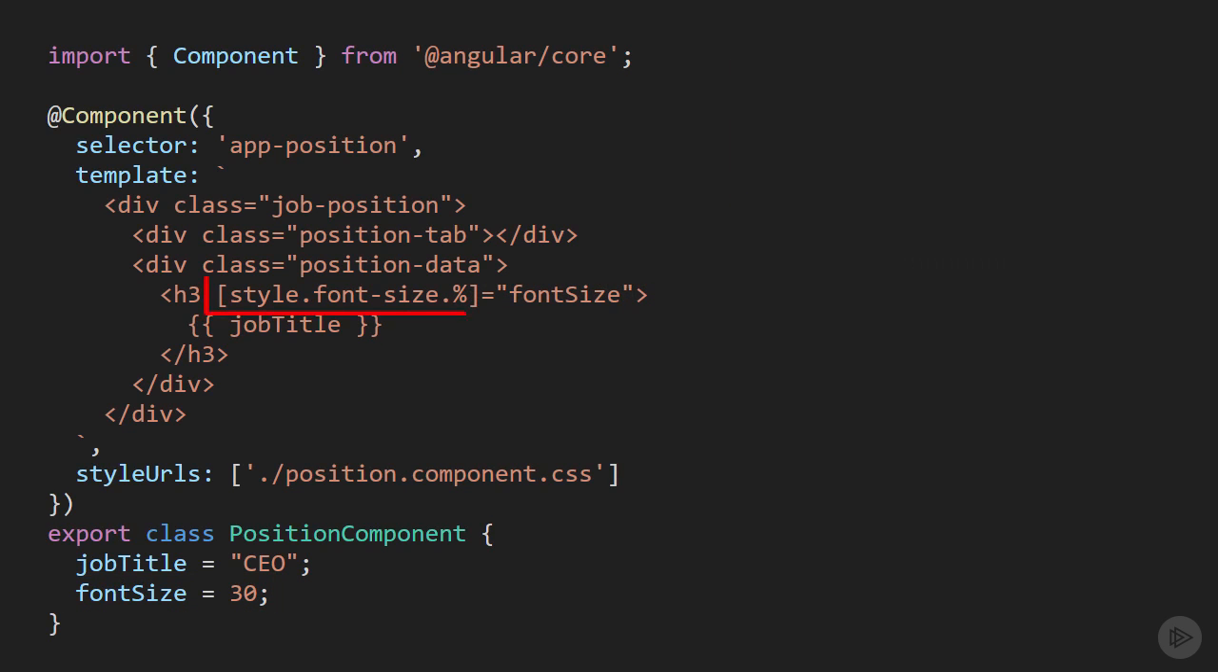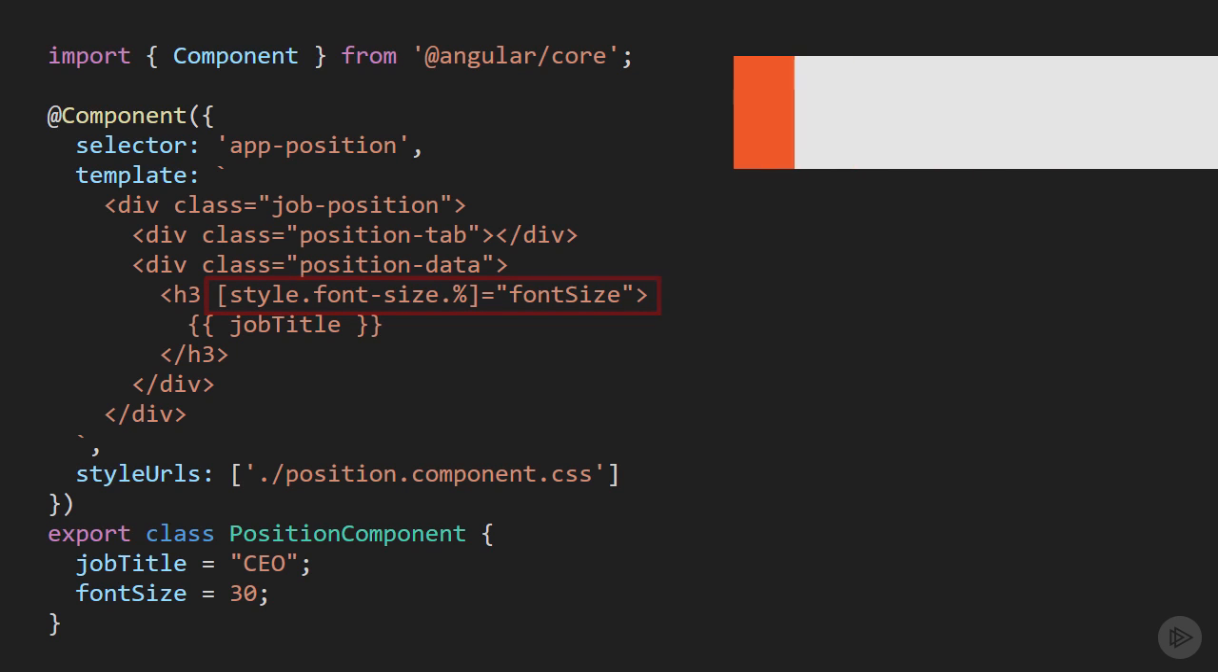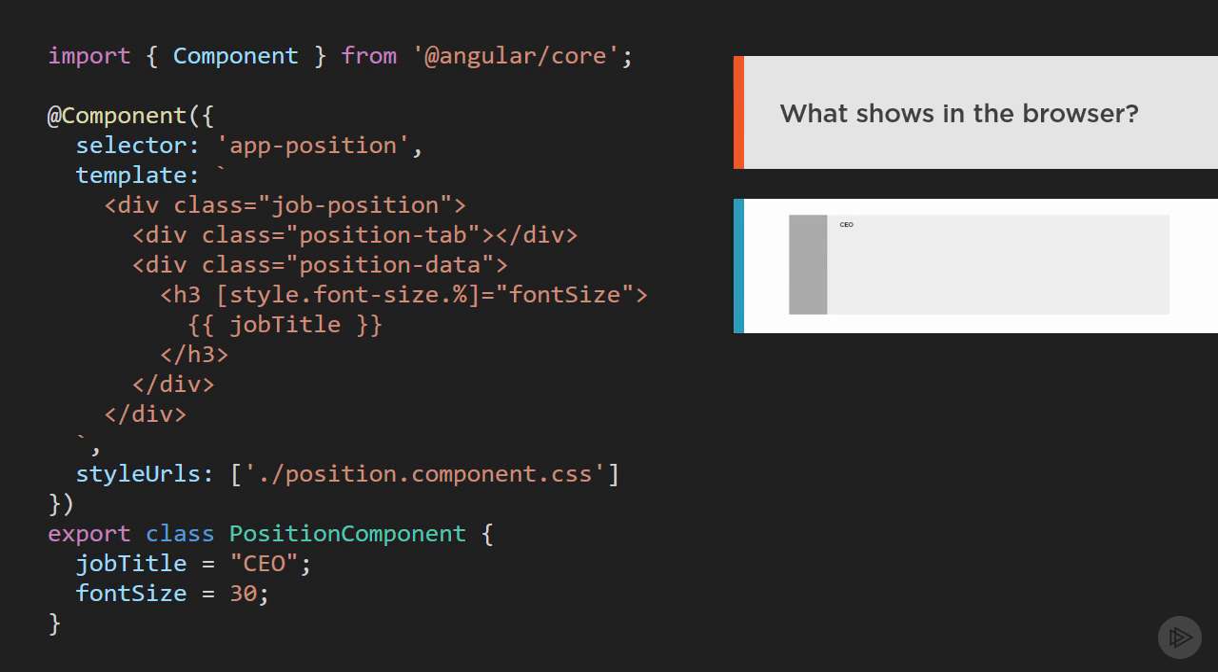So now here we're binding to style.font-size.% symbol. What shows in the browser? Now we get a very tiny CEO. You can barely make it out. So the unit here is actually a percentage of the default font size. And because font size is set to 30, it's only 30% of the default font size's height.